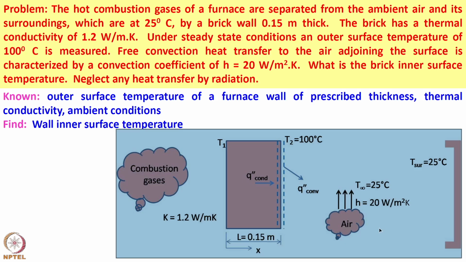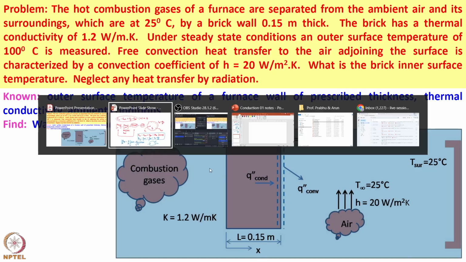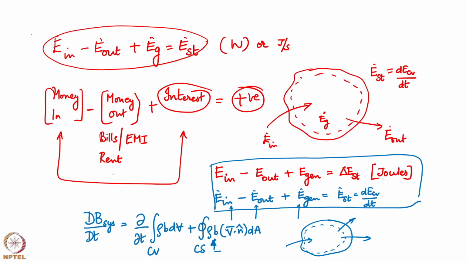You have the thickness of the brick wall given to you. You have the thermal conductivity of the brick wall which is given to you. You have combustion gases which are providing the heat. We are not worried about what that is, but on the outside you have convection. So, let us just illustrate this nicely.